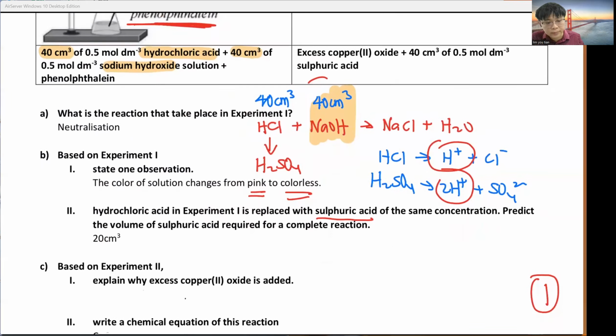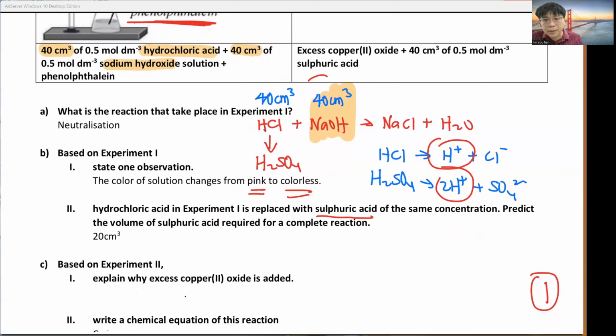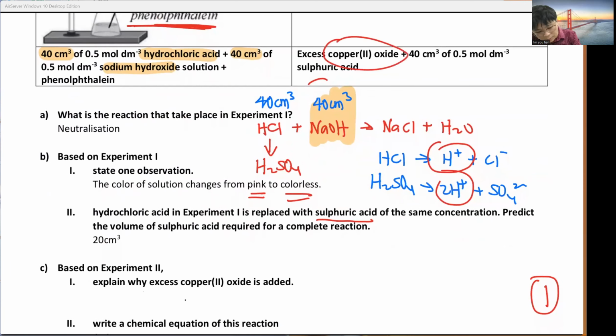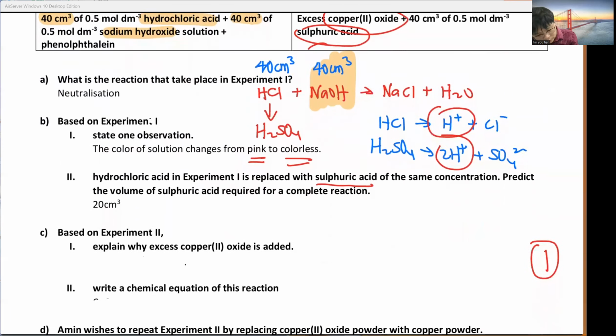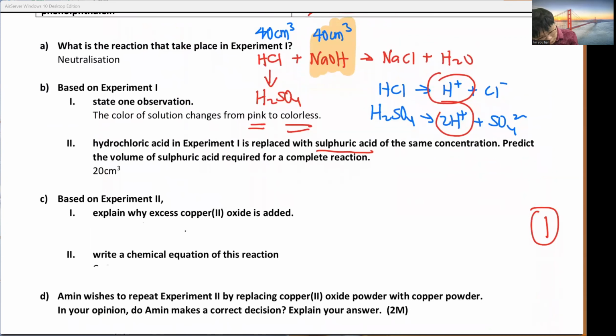Okay, next one, experiment 2. You try to write out experiment 2 first: copper(II) oxide plus sulfuric acid. You try to write out the equation first. Copper(II) oxide plus sulfuric acid, then it will become CuSO4.